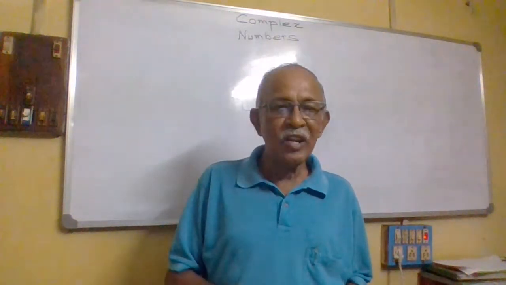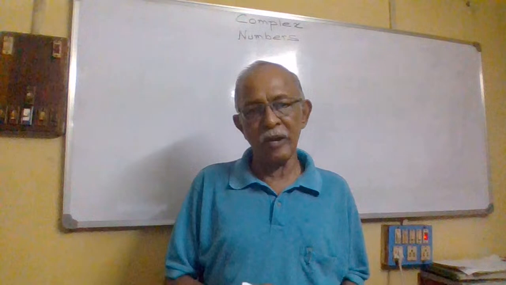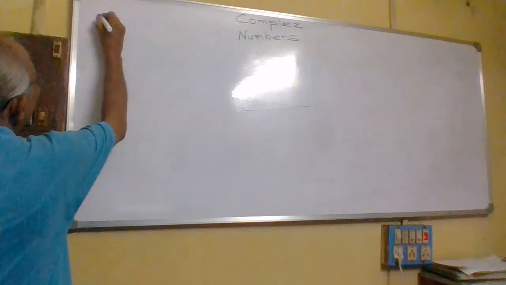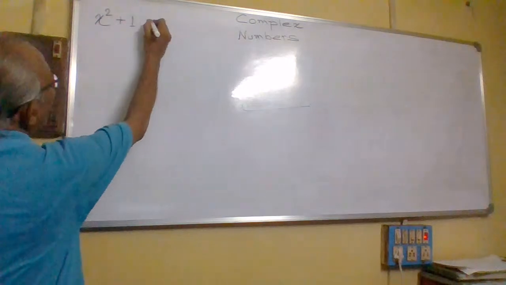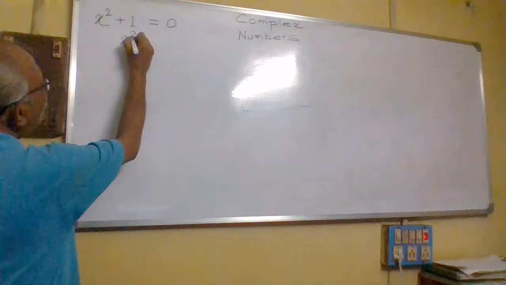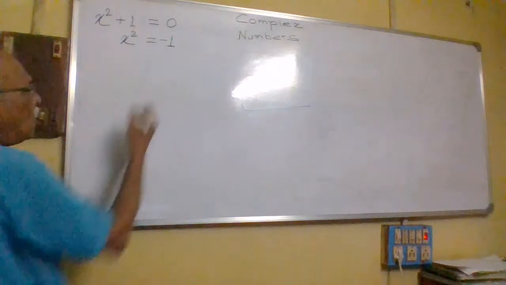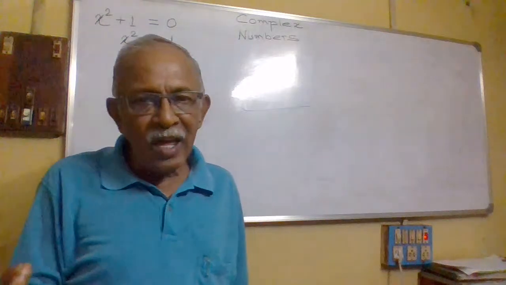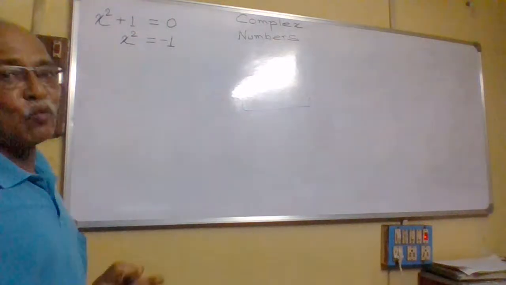So first of all, I will try to introduce what a complex number is. Let us see why, solving this equation x square plus 1 equals 0. What we are getting is x square equals minus 1. And we know that a square quantity can never be a negative quantity. Hence, we find no solution for this one.